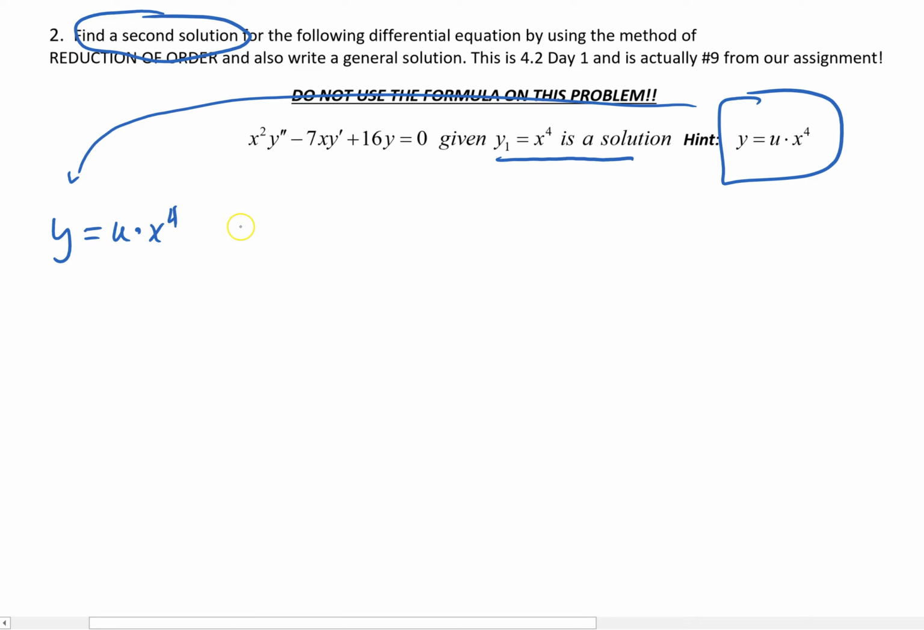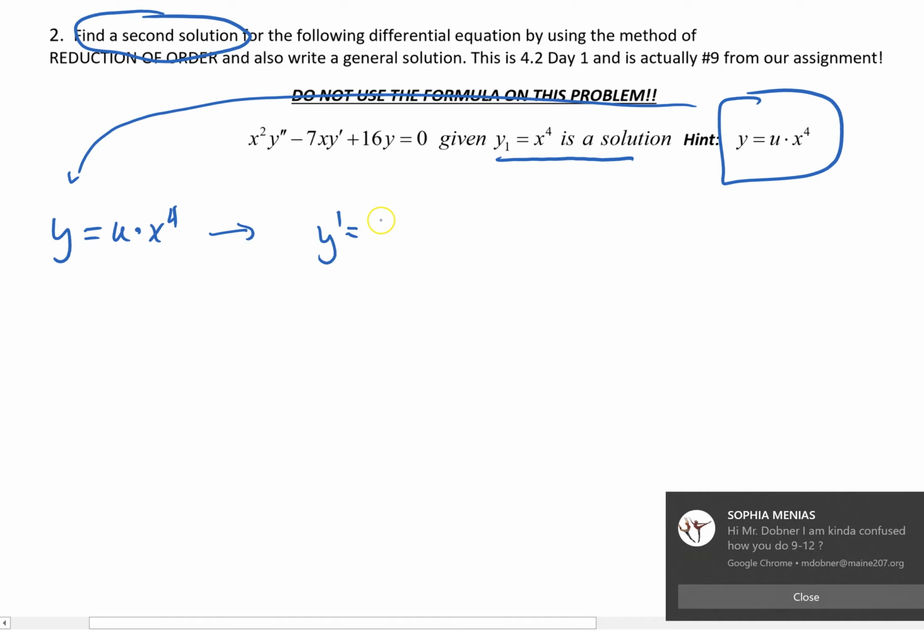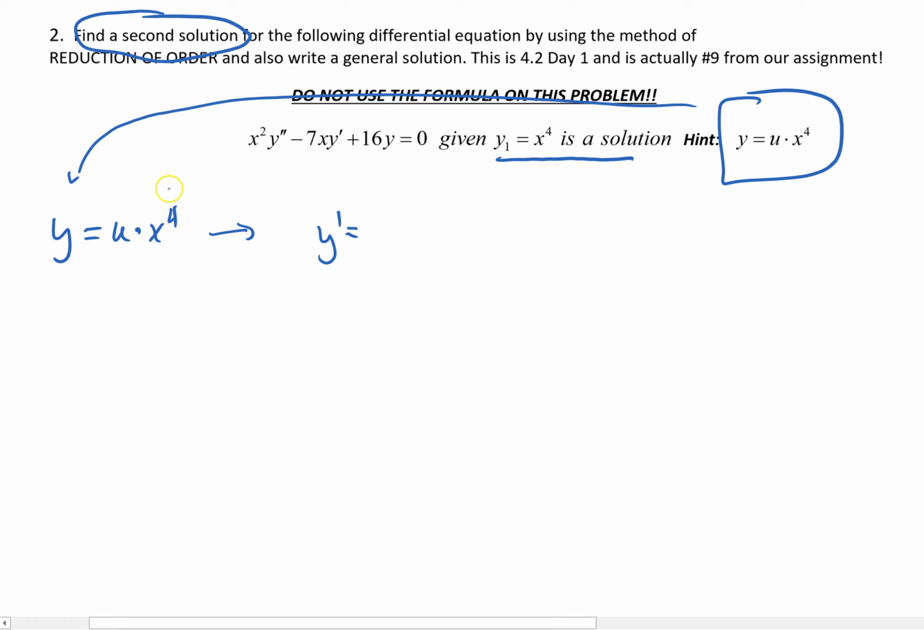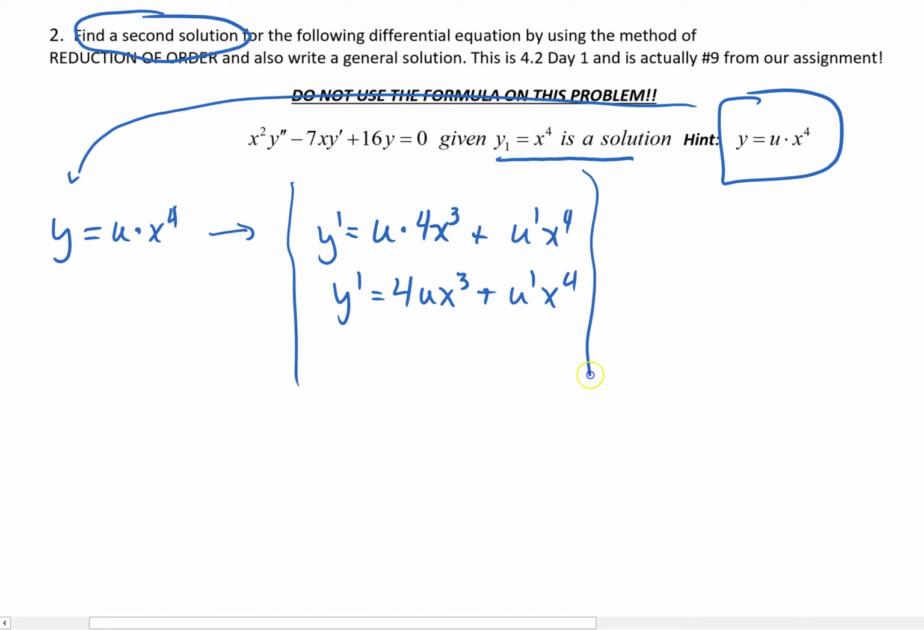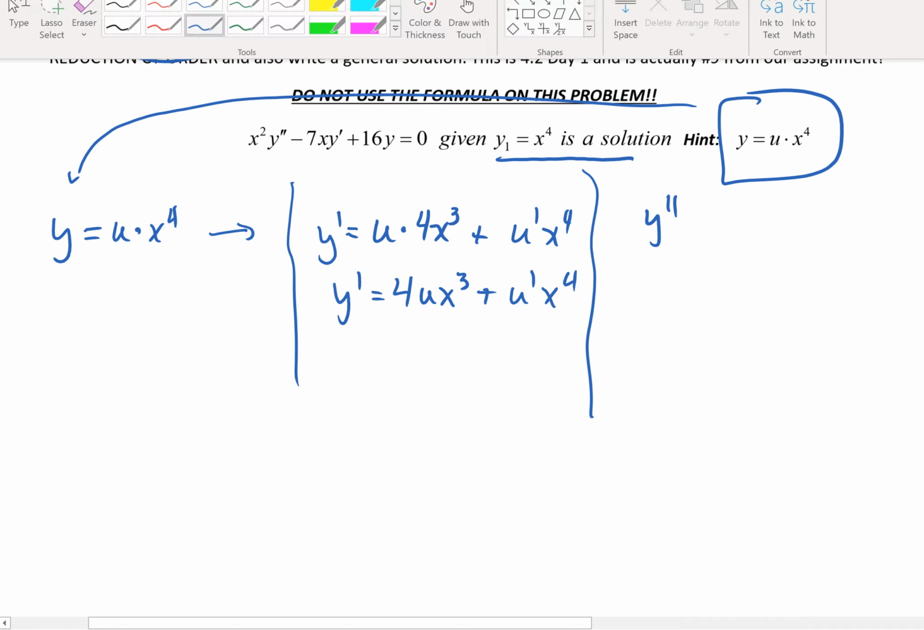If we had that, we can then say, well, y prime is going to be, with the product rule, u times 4x to the third, and then we could say plus u prime x to the fourth. So in other words, we will have a 4 out in front here, and here we'll just have our u prime x to the fourth.